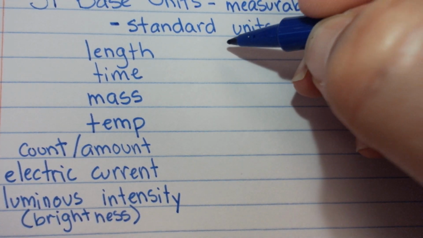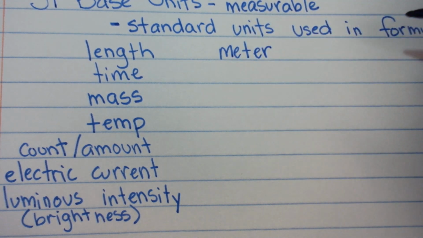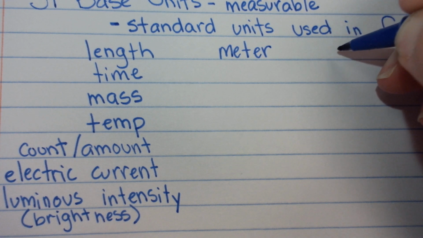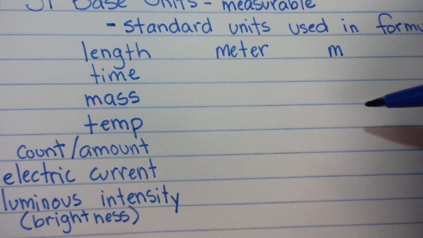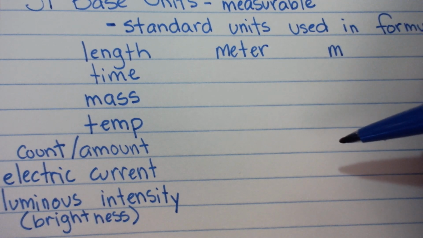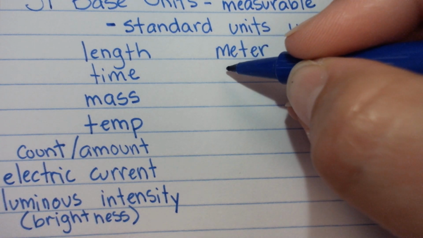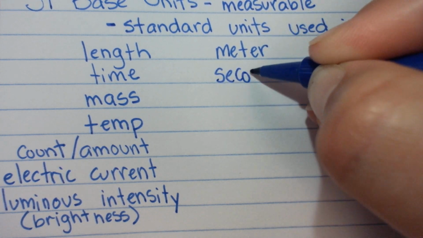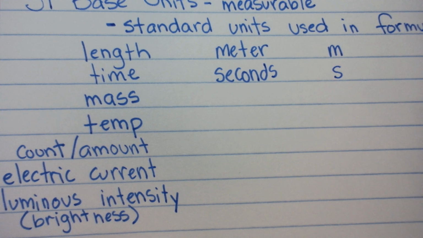This is a pretty standard list of things that you need to know the base unit for. So, length, the base unit is the meter. That's what's used in all formulas. The abbreviation for meter is little m. Okay. Time, what do you think we measure time in? What's the base unit for time? I heard somebody whisper seconds, that's right. And the abbreviation is little s.